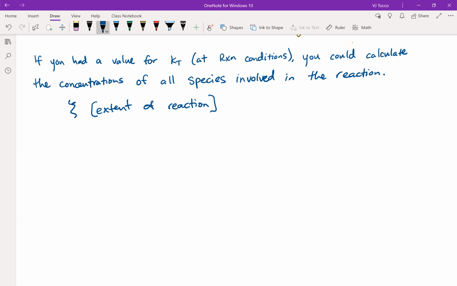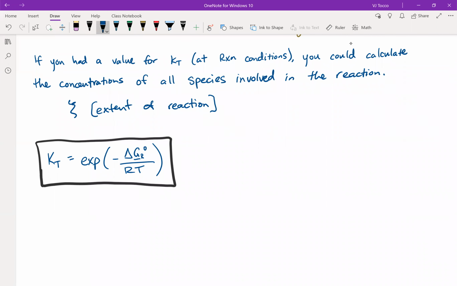This is also something that you might have learned in Gen Chem class of how you would calculate what the equilibrium constant is. You can also relate the equilibrium constant by saying K of T is equal to the exponential of minus delta G standard of reaction over RT. So once again, this is the standard Gibbs free energy of reaction.